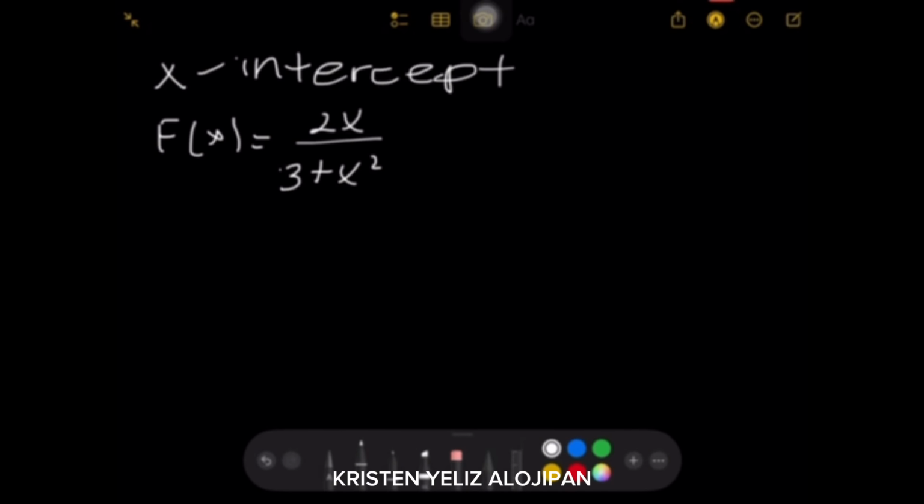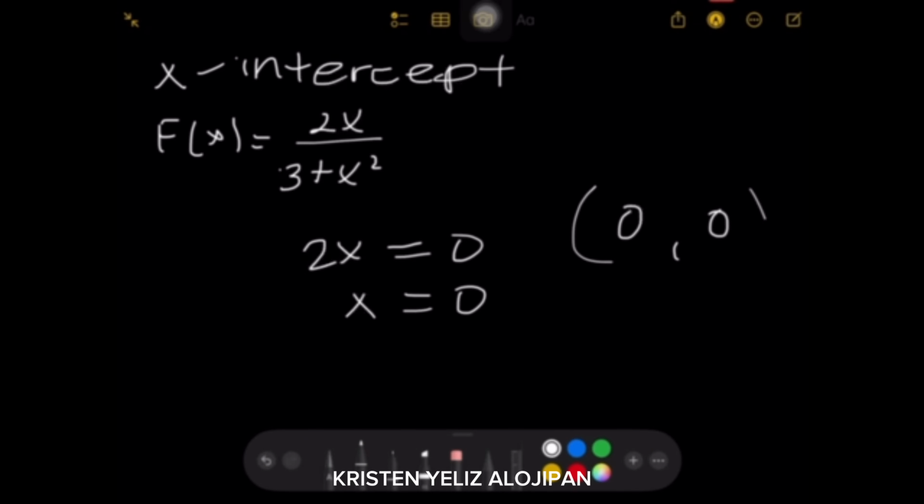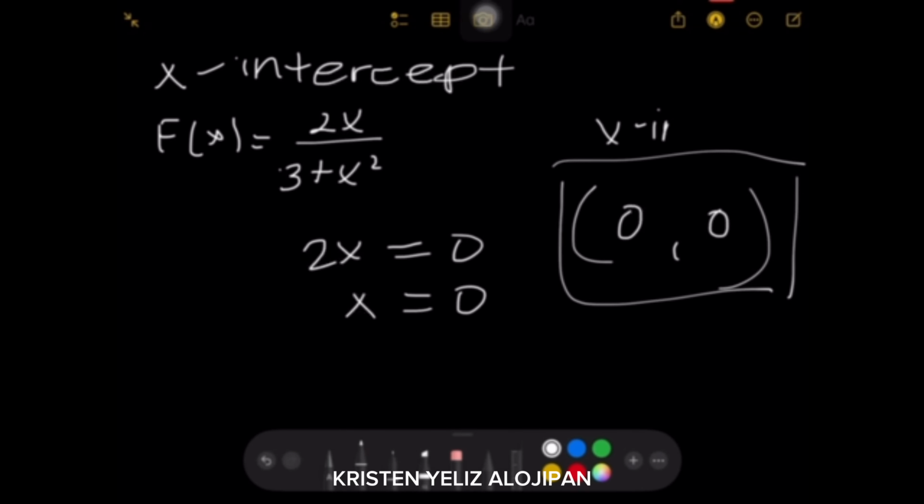Now we're going to move on to the x-intercept. To get the x-intercept, we need to make the numerator equal to 0. So this is the numerator, 2x. 2x is equal to 0, so x is equal to 0. So our x-intercept is 0, 0. This is the x-intercept.